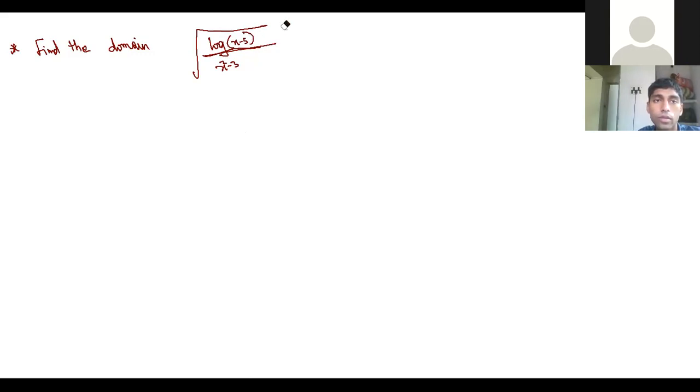Try this question. Find the domain of square root of log of x minus 5, and in the denominator you have x square minus. Everyone can try to solve this.